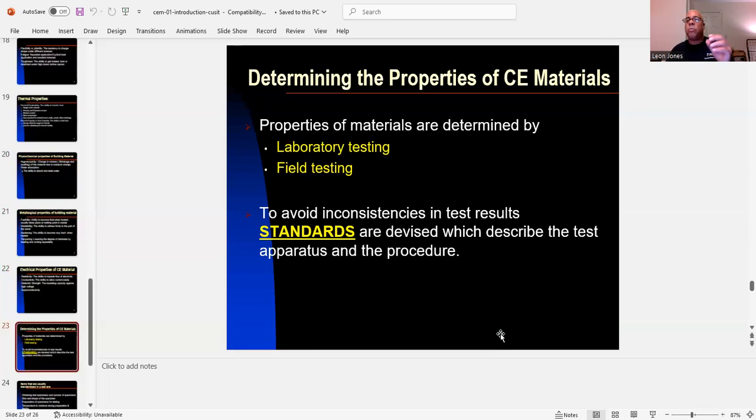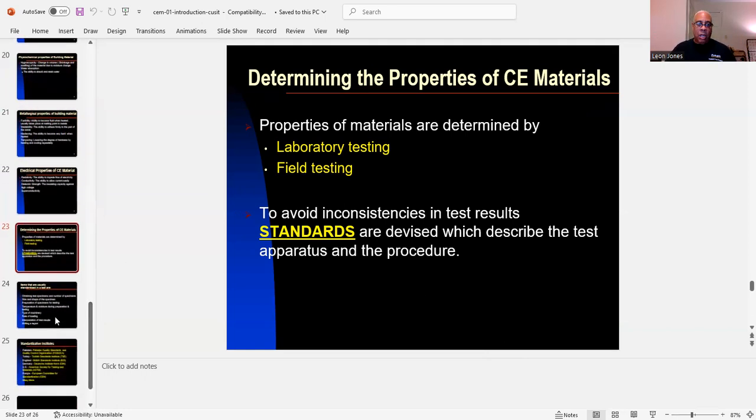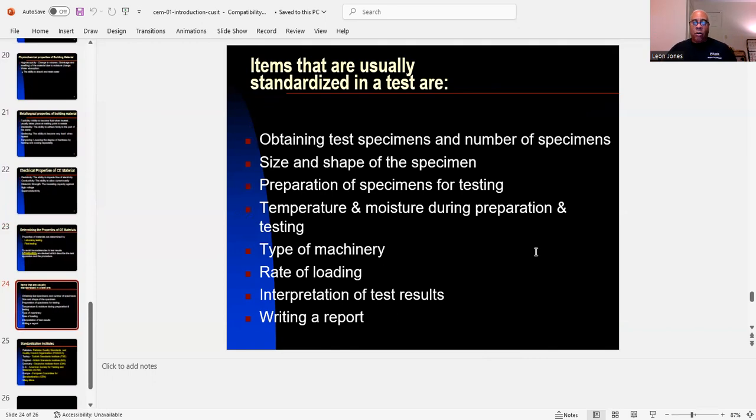So, something that you must understand when it comes to testing, there are different standards. ASTM is the American standard. So, to avoid any inconsistencies in test results, standards are devised which describe the test apparatus and the procedure. Now, items that are usually standardized in a test are, why did you test? Well, you want to make sure that your specimen meets the standard specifications.